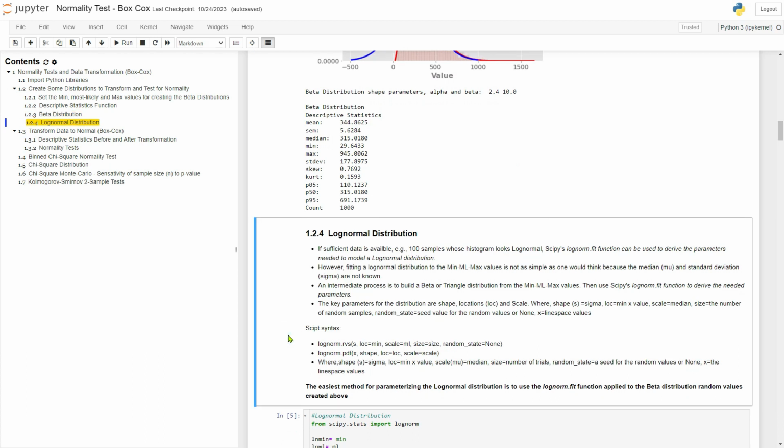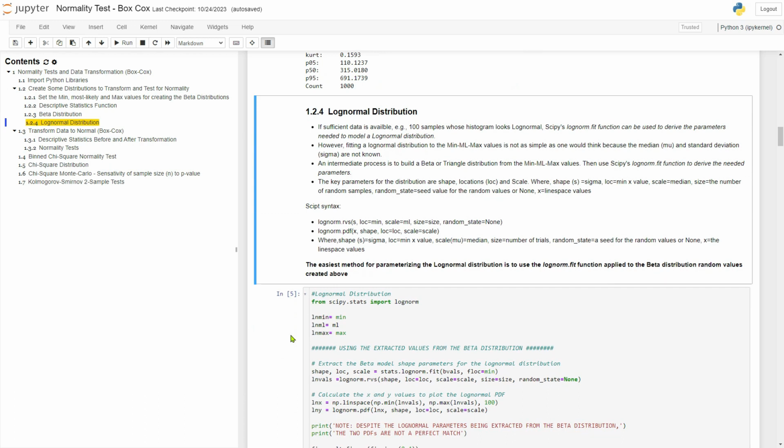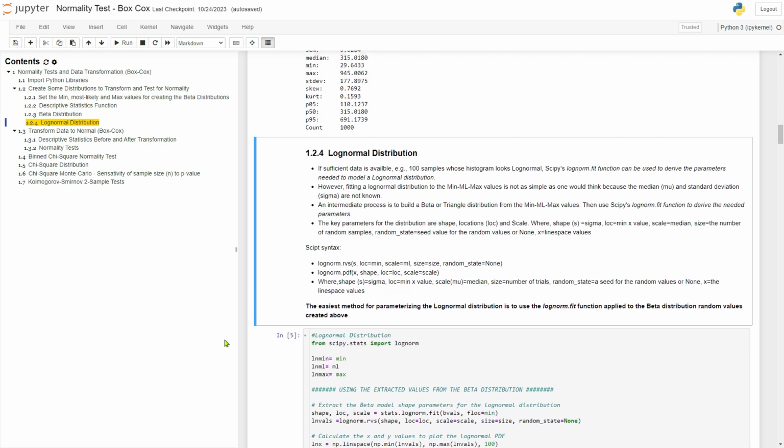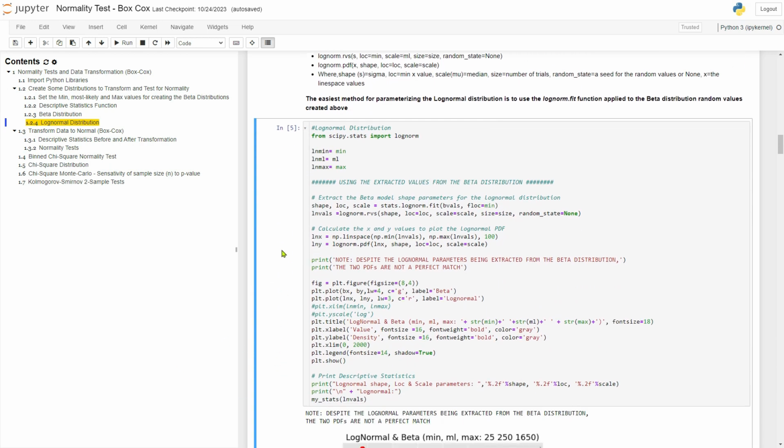Now we can look at the log normal distribution as a comparison to that beta that we created. Here's the syntax for the log normal distribution. And if you don't have data to fit a log normal distribution, I found that it's easiest to create a beta distribution and then extract those parameters. So here we go. Here we're going to extract the shape, loc, scale that we need for a log normal distribution, but we're extracting it from these b-vals, or the beta distribution values.